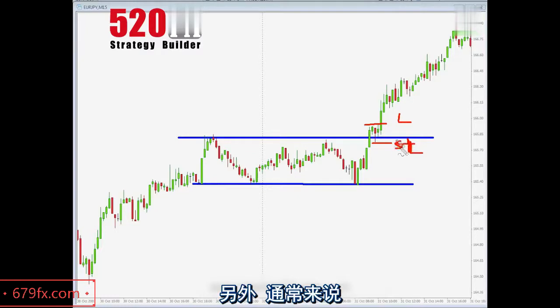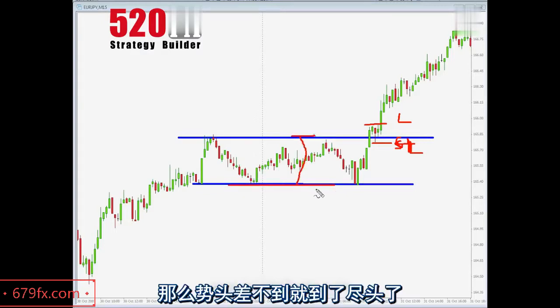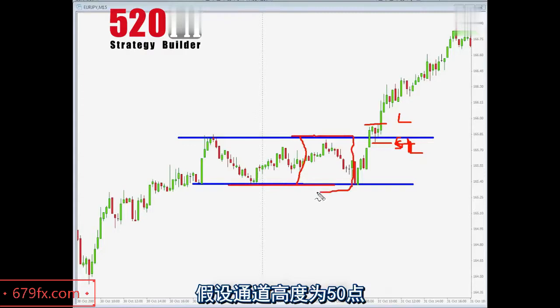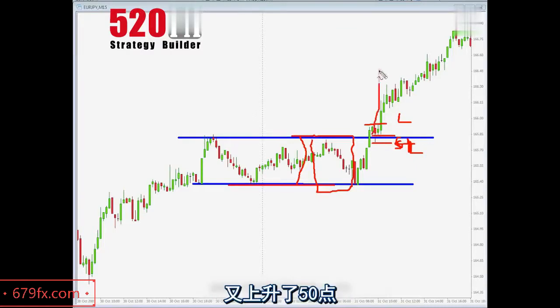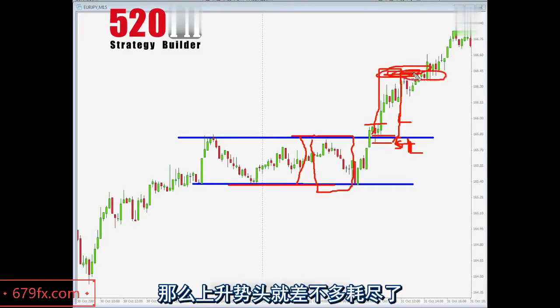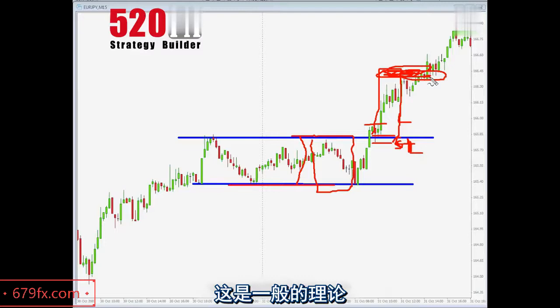Also, another general rule of thumb: price usually dries out of momentum once the range width has been run. If the range is, let's say, 50 pips wide, up on the breakout level, you add another 50 pips around this area, and the market should run out of steam. That's what the theory says.